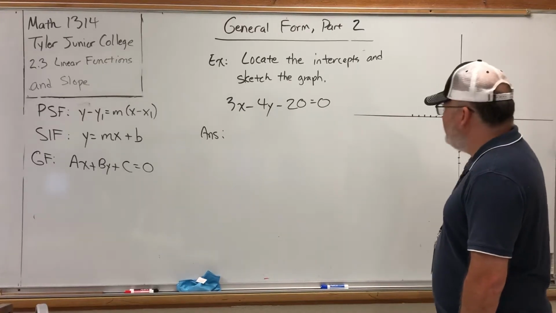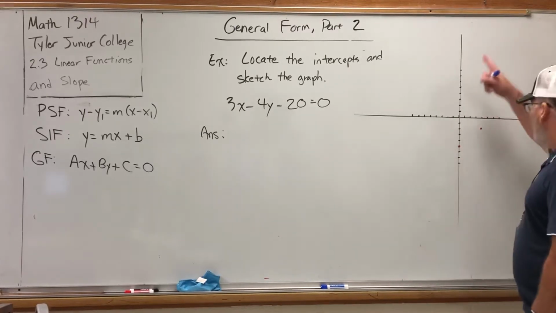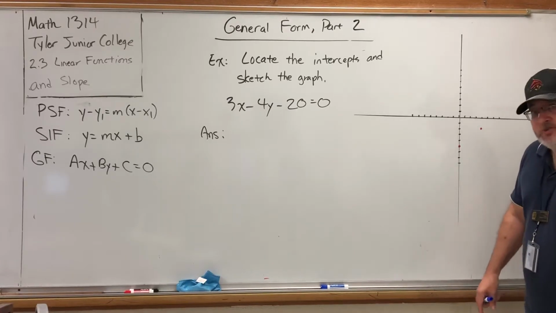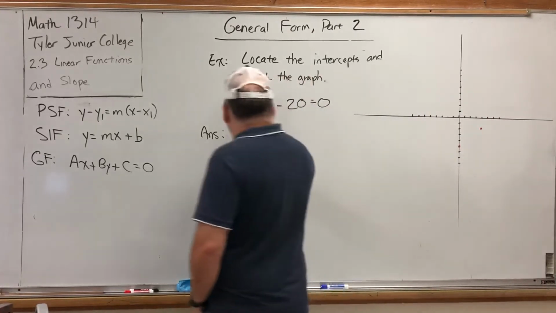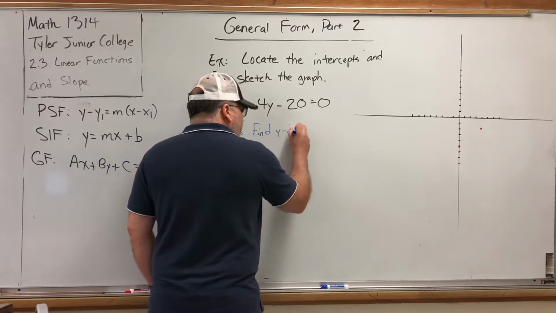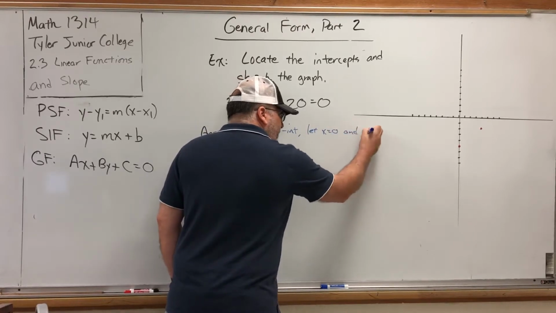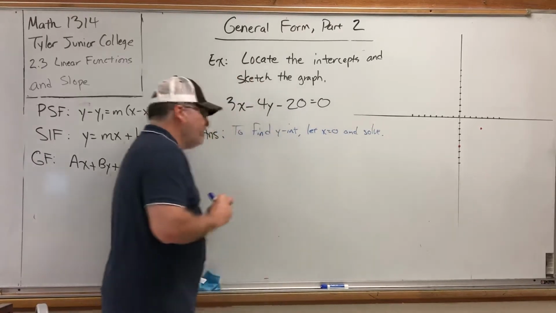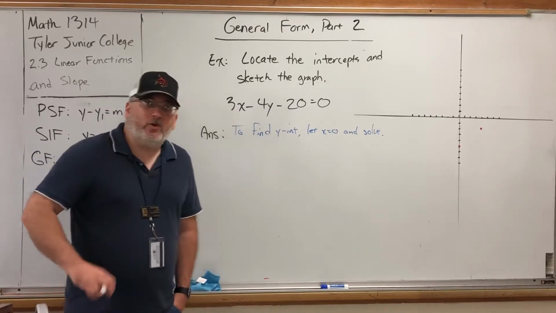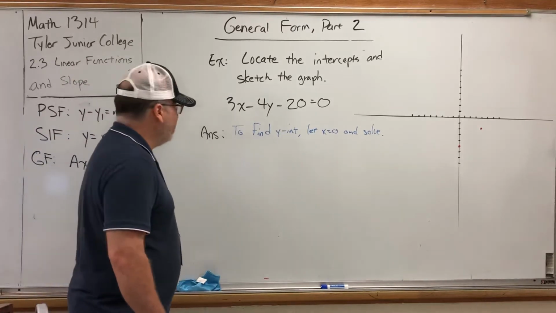To locate the intercepts, you just have to ask yourself what makes an intercept an intercept. For example, how do you get to be on the y-axis? Your x is equal to 0. So, to find the y-intercept, let x equal 0 and solve. This one sentence will be repeated later on throughout the course over and over. To find the y-intercept, let x equal 0 and solve.